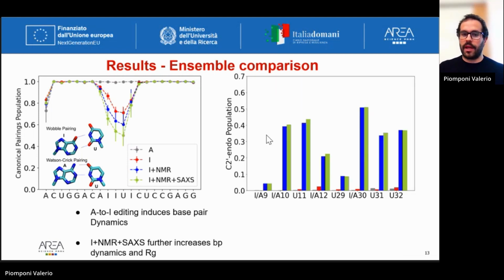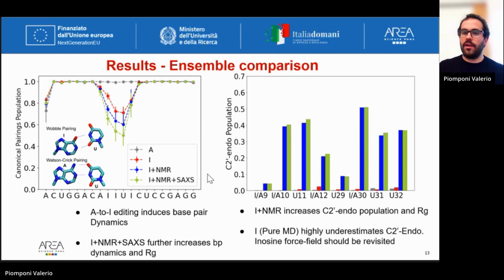Another interesting thing to look at was the population of this C2 endo conformation for the nucleotides in the central part of the helix. And as you can see, in the red case, the populations are really low. You cannot even appreciate them. But when you enforce NMR data, this population increases by 1 or 2 orders of magnitude. And that means that the molecular dynamics and the current force field we are using highly underestimate the C2 endo population. And we really need to enforce them with the maximum entropy.